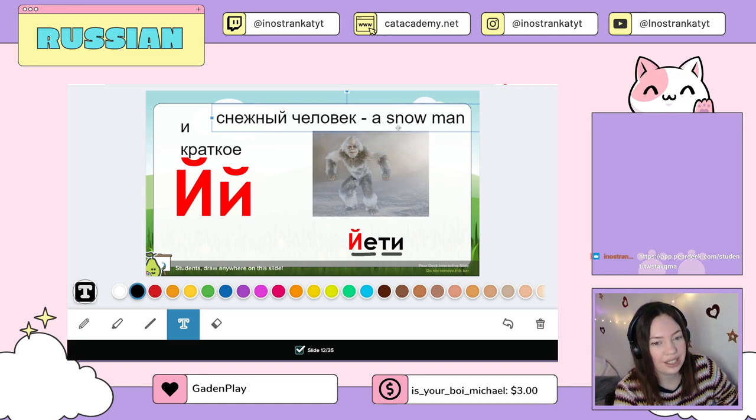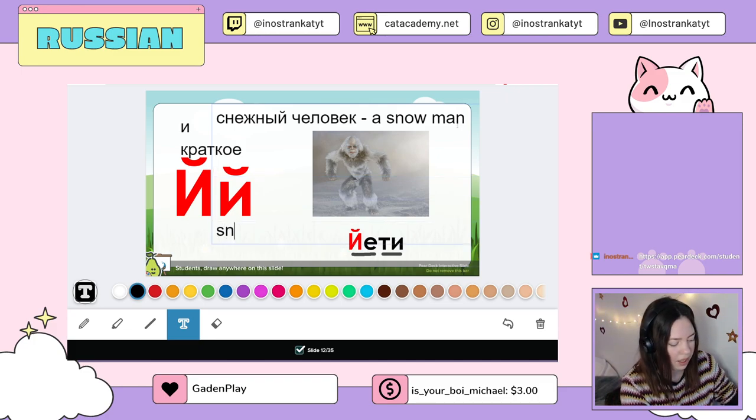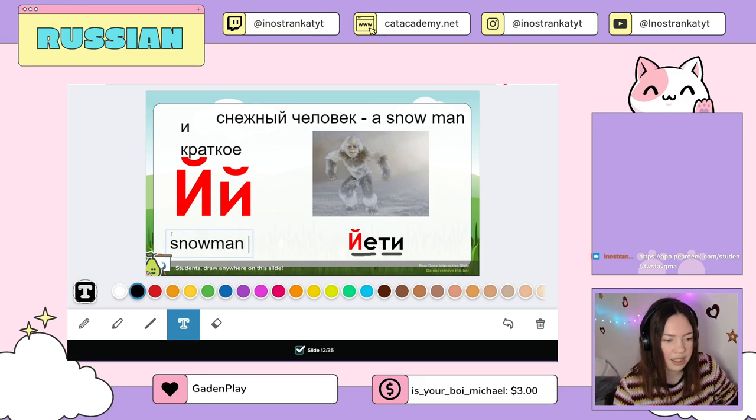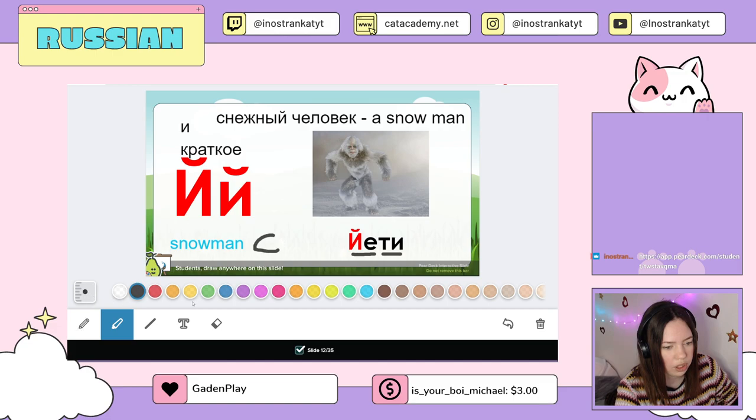And we know that in English, snowman is basically something that children make in the winter, like for Christmas, when there is snow. And they put some carrots into it as a nose. So basically this is a snowman.